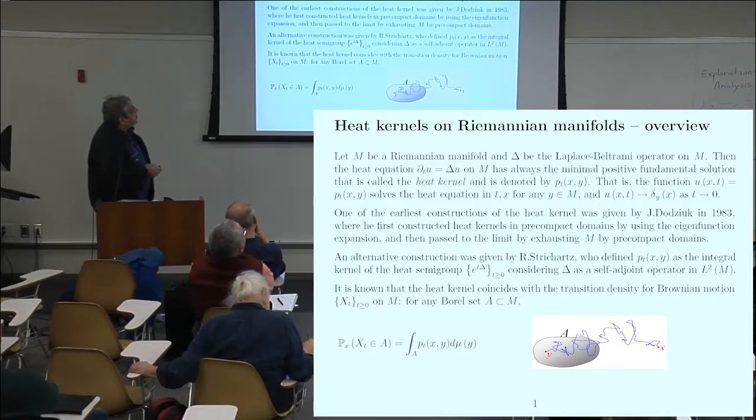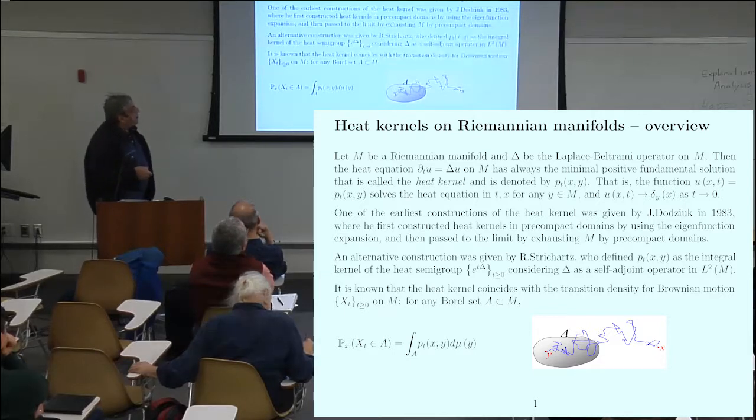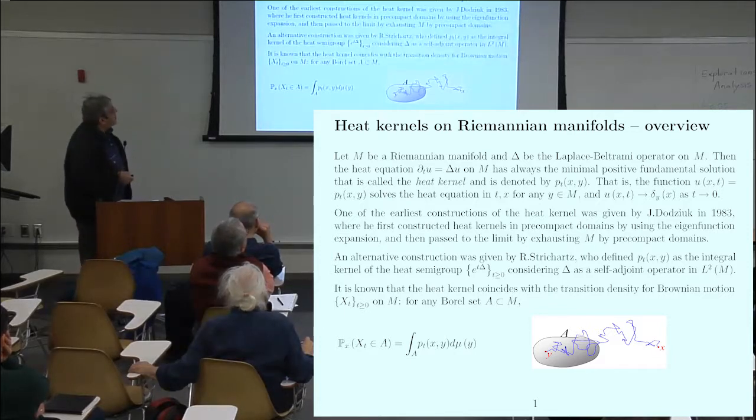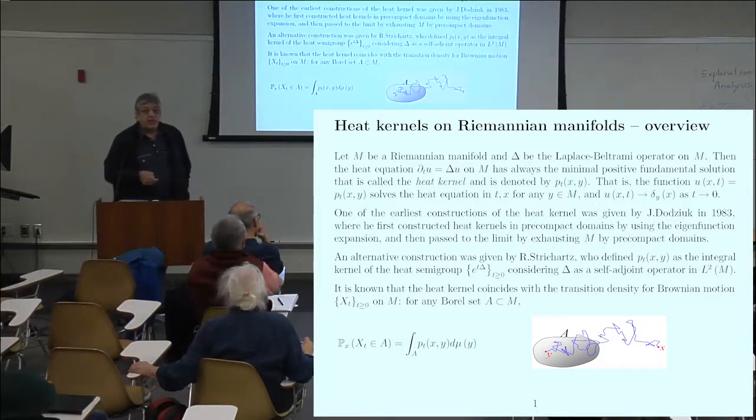So the heat kernel is a function of t and x, as it's written here, satisfying the heat equation, and it converges to the delta function at y when t goes to zero. As I already mentioned, one of the first constructions of the heat kernel was done by Jozek Dojuk in 1983 by looking at first the heat kernel in a precompact domain and then by exhausting the whole manifold by a sequence of such domains. And there is an alternative construction of this notion of heat kernel, in particular by Bob Strichartz, who defined the heat kernel as the integral kernel of the heat semigroup e^{tΔ}, where delta has to be first extended to a self-adjoint operator in L2, which can always be done.